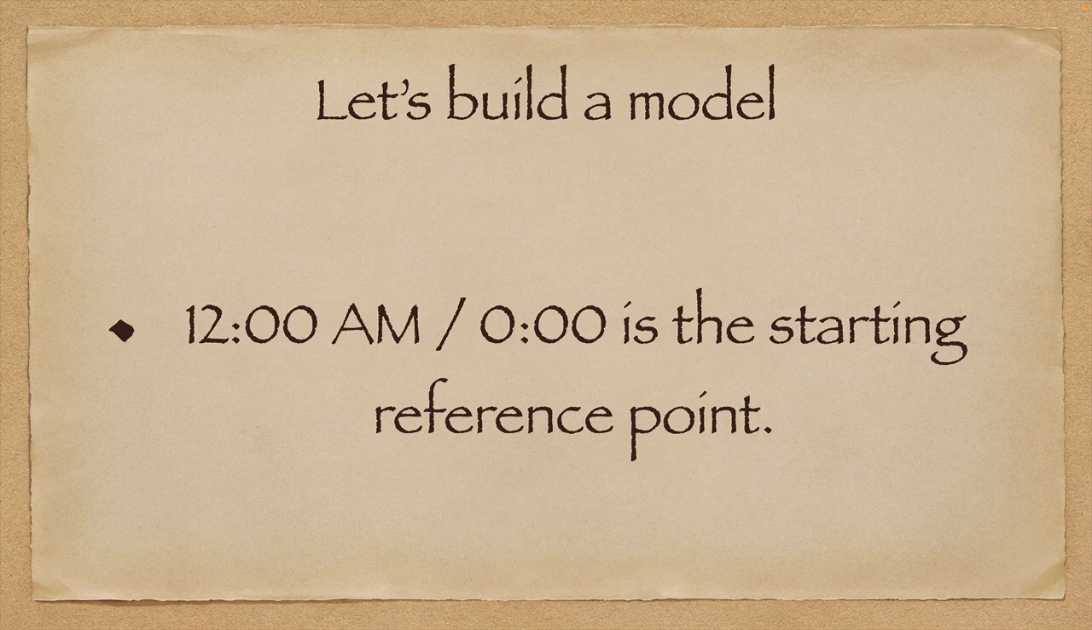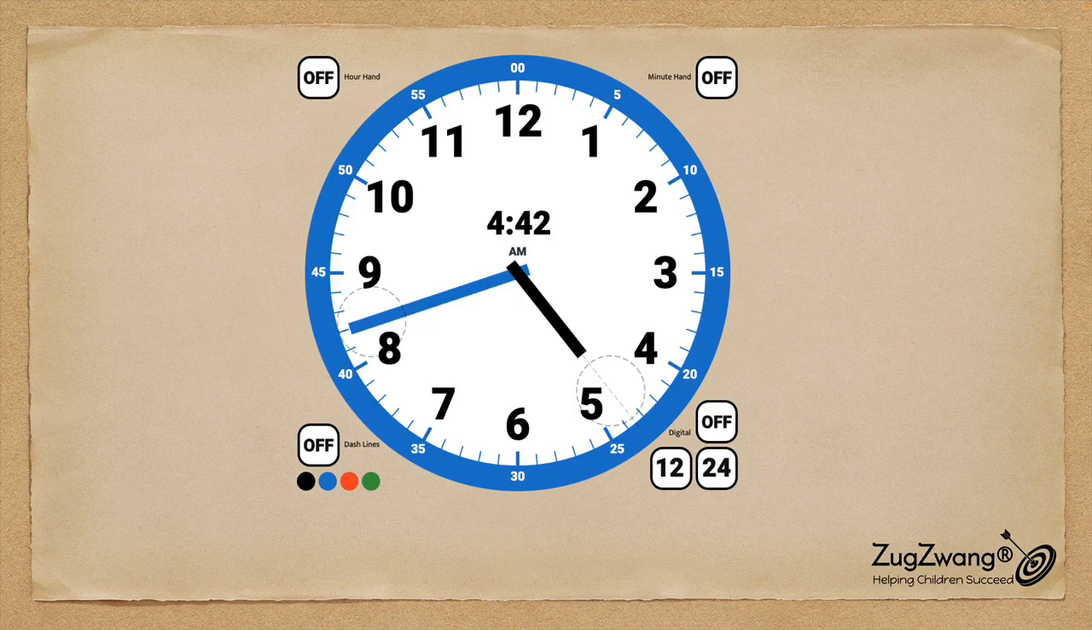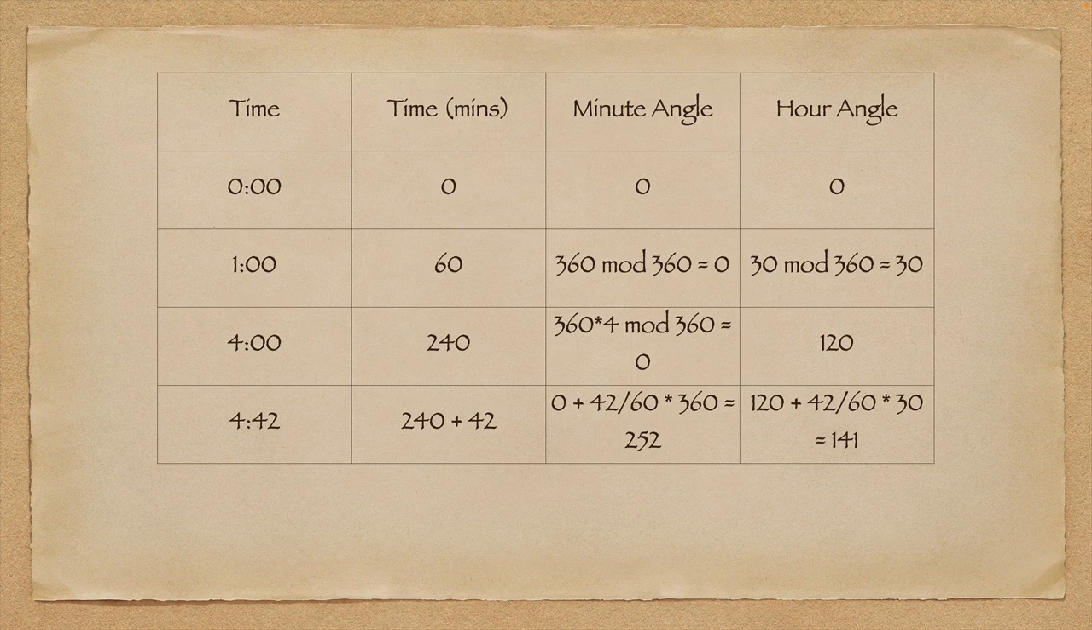So let's build a model. The model here is 12 a.m. or 00:00 is the starting reference point for everything. So now let's go back to solving our problem. 4:42 a.m. What is the angle between them? Let's see. So suppose the time was 00, then the minute angle and the hour angle, with the reference being 0, is also 0 degrees.